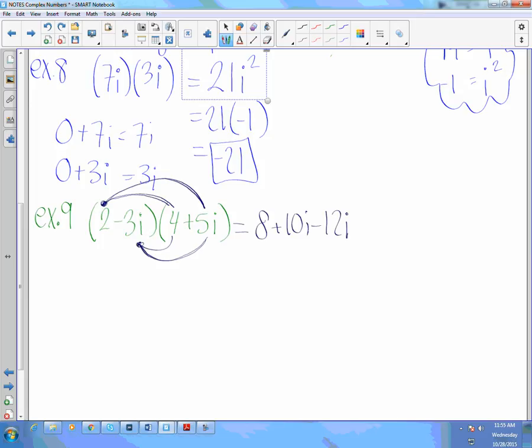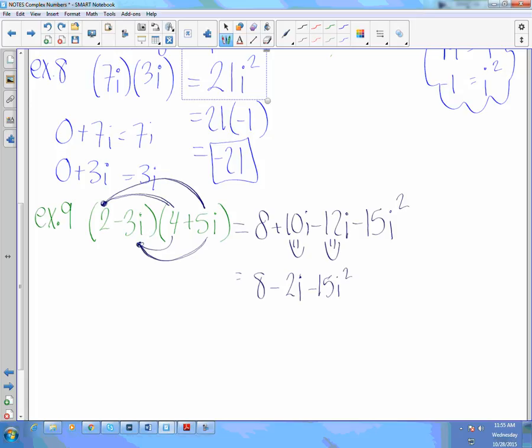And then i times i goes like x times x, so it's i squared. Negative 3i times 5i is negative 15 i squared. What would you do next? Combine like terms. We have like terms here and here, right? So 10i minus 12i is negative 2i, minus 15 i squared. What else can be done that we have not normally done before until today?